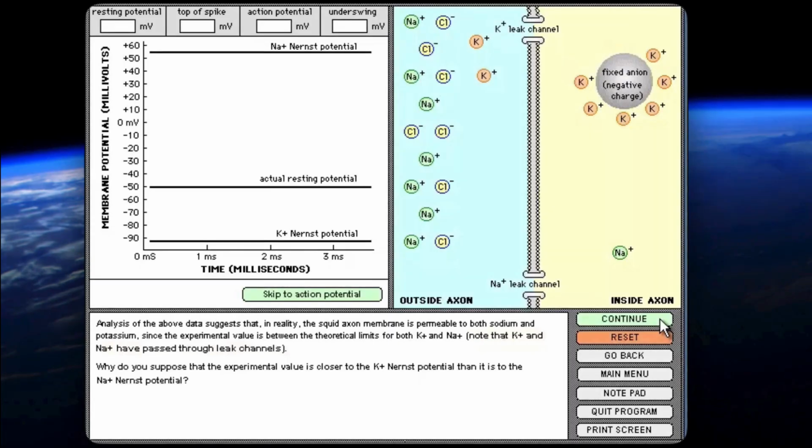Analysis of the above data suggests that in reality, the squid axon membrane is permeable to both sodium and potassium. Since the experimental value is between the theoretical limits, note that potassium and sodium have passed through leak channels. Why do you suppose that the experimental value is closer to the potassium Nernst potential than it is to the sodium Nernst potential?